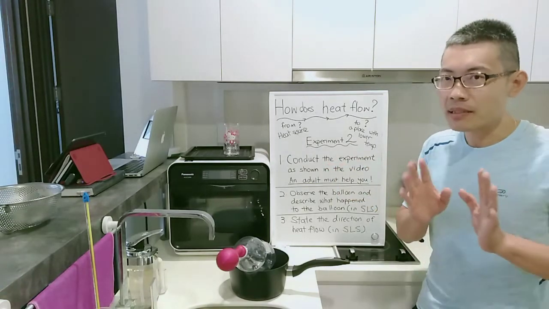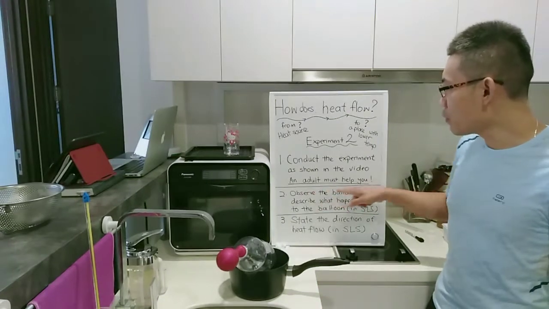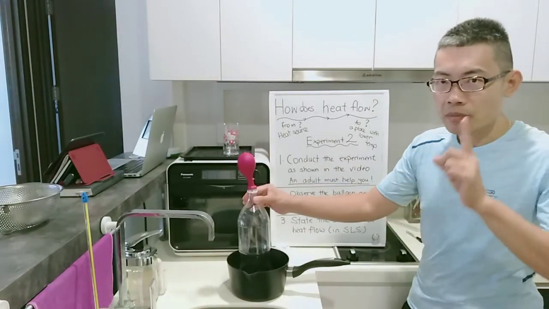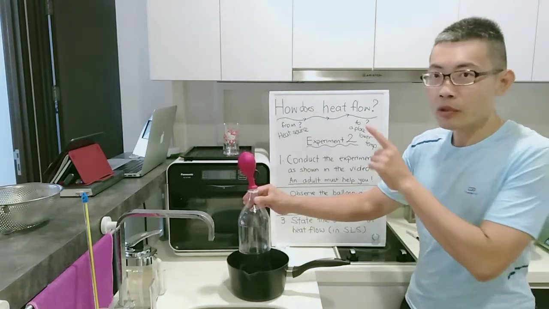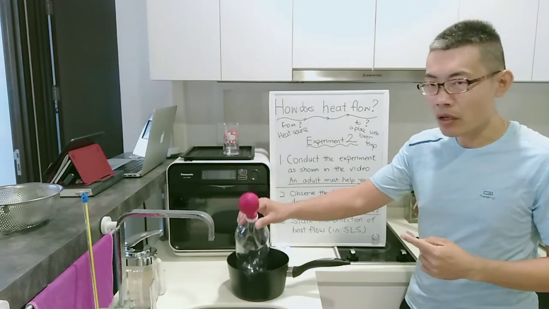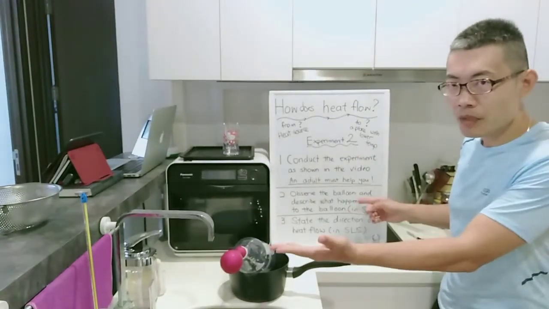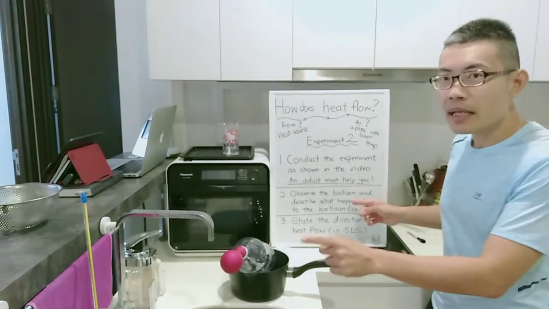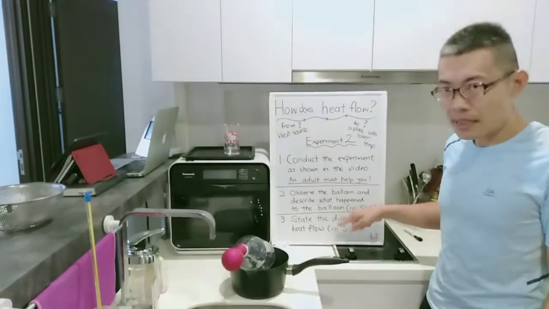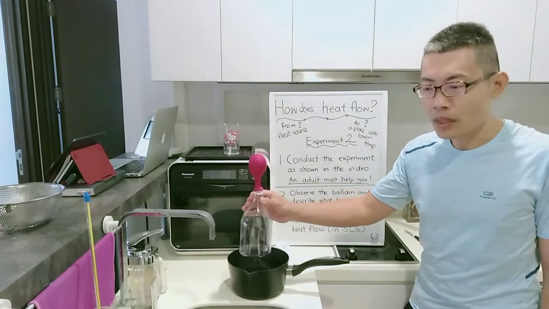But this time it is slightly safer, much safer actually. And you're going to observe what's happening to the balloon. Which balloon? This balloon in this state. So after doing experiment 1, you should do experiment 2 straight away. And then you go to SLS and record down your observations. Describe what happened to the balloon in experiment 1 and in experiment 2. And then you state the direction of heat flow in SLS as well. Okay, girls? Now, let's see what happens here.